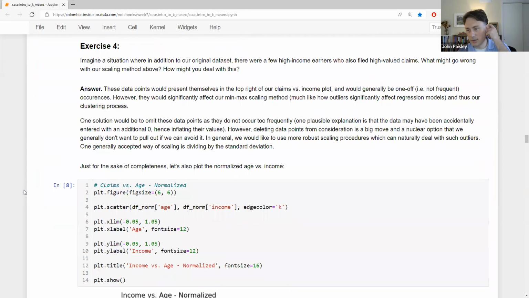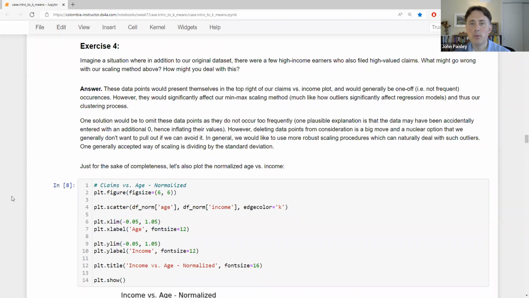Okay, so the next exercise, let's imagine a situation where, in addition to our original data set, there were a few high income earners who also filed high value claims. So this is getting to what people have already anticipated. What might go wrong with the scaling method, and how might we deal with this?